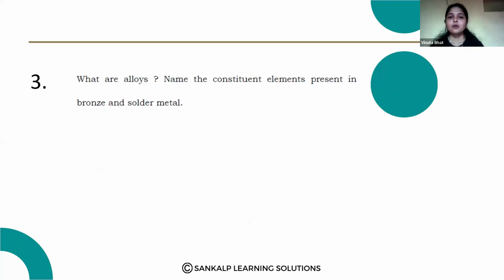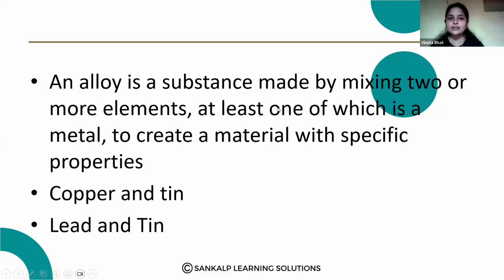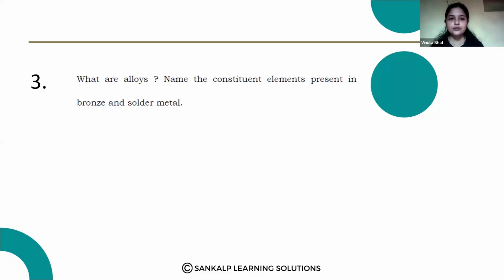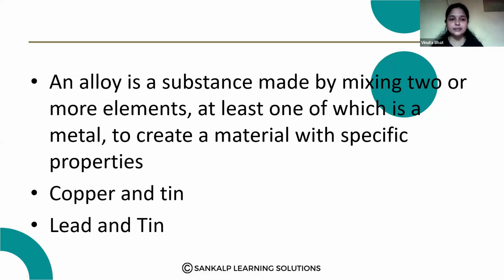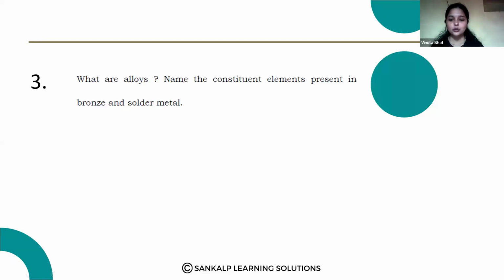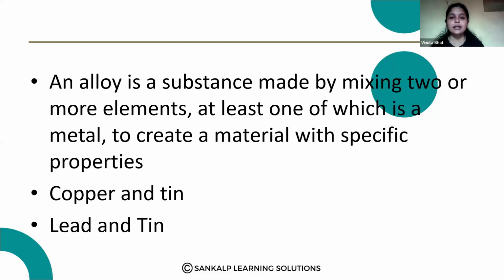Next question. What are alloys? Name the constituent elements present in bronze and solder metal. Here, what is the first one? What are alloys? An alloy is a substance made by mixing two or more elements, at least one of which is a metal, to create a material with specific properties. Here, bronze is made up of copper and tin, and solder metal is made up of lead and tin.